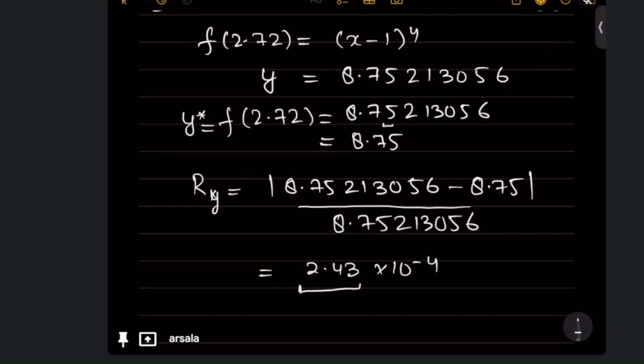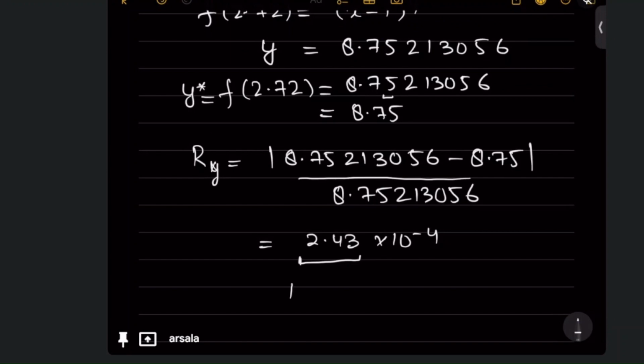So what you do, the significant digit, say that is k, then k plus 1 is equal to 4, and k will be 3. So this function approximates the value of this function up to 3 significant digits.